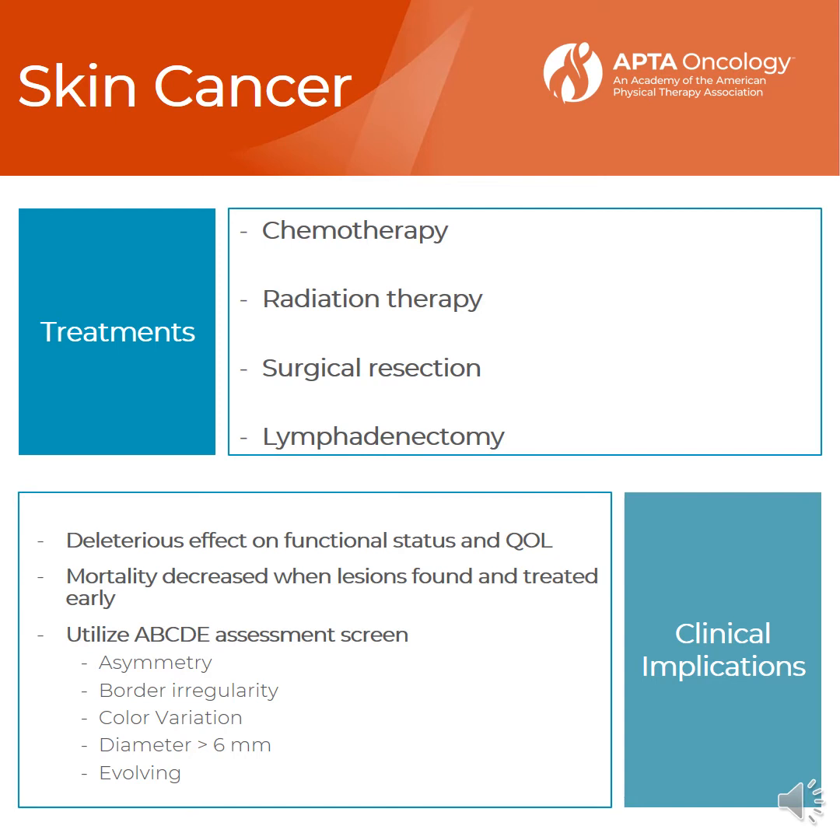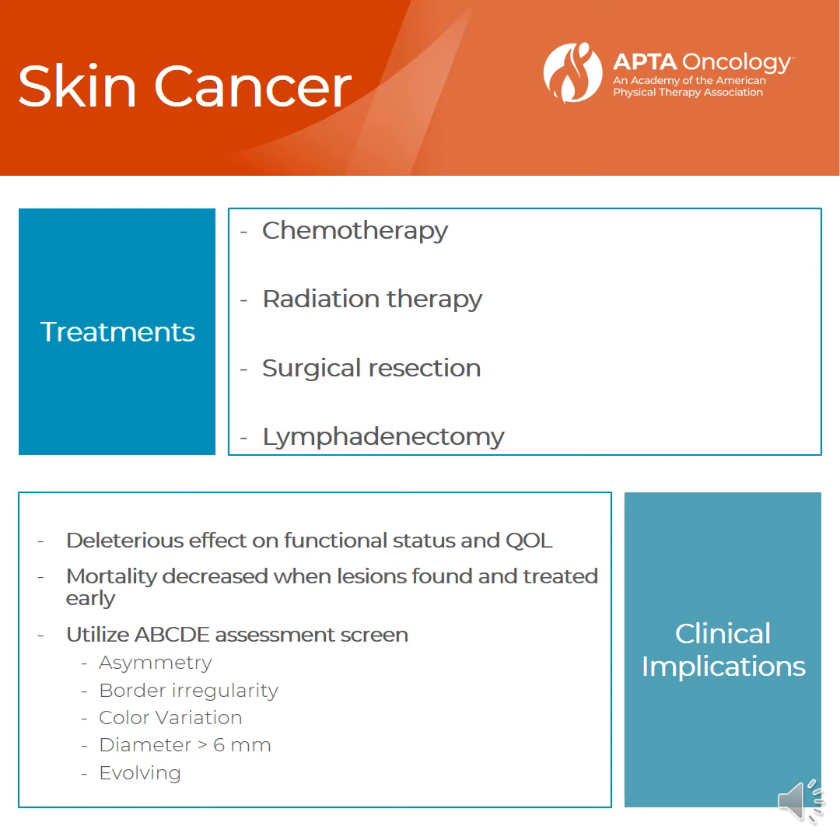Complete regional lymphadenectomy is the standard procedure if there is involvement of regional lymph nodes. Throughout the continuum of cancer care, from diagnosis to intervention, skin cancer can have a deleterious effect on a patient's functional status and quality of life. According to research, morbidity and mortality are reduced when cancerous lesions are found and treated early. Thus, by utilizing the ABCDE assessment screen of integument, we can take part in the early detection of skin cancer.